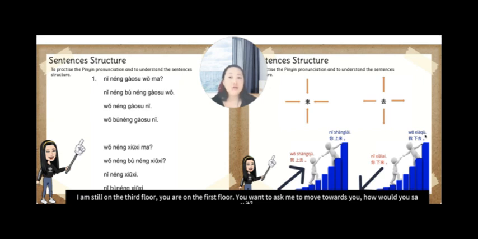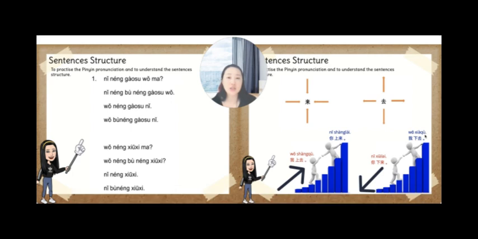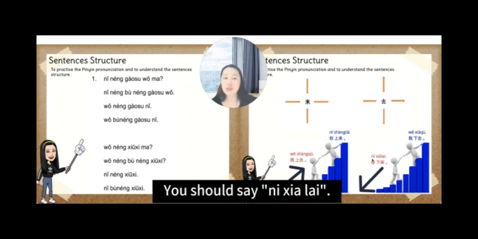I'm still on the third floor, and you are at the first floor. And you want to ask me to move towards you. How would you say it? So where am I now? This is me, right? And you are at the first floor, so this guy is you. And the moving direction is I move towards you, right? So your words should be 你下来.